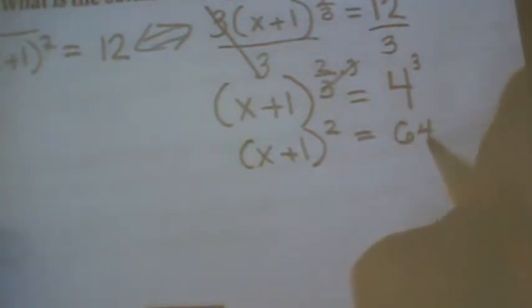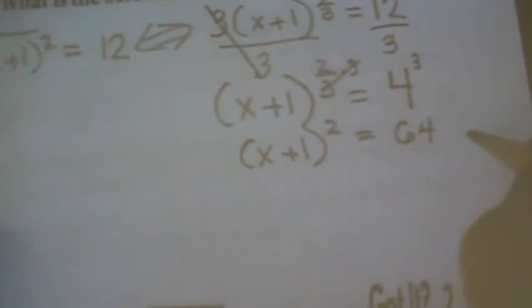What happens to these two 3's? They cancel out. So what you have here is (x plus 1) squared equals 4 to the 3rd power, 12? No. It is what? 64. It's 64, thank you.